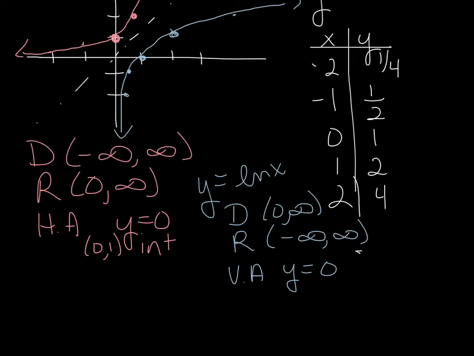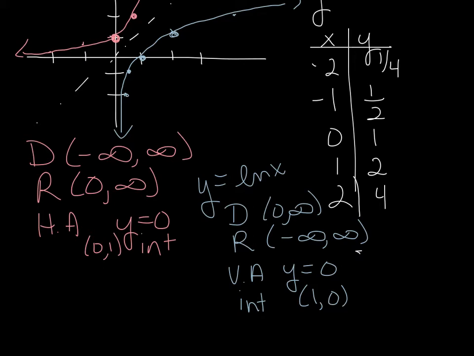What's the intercept for this one? Okay, it's the point 1, 0 instead of the point 0, 1. It's everything just reflected across the line y equals x. So this is an example of a graph of a logarithmic function.